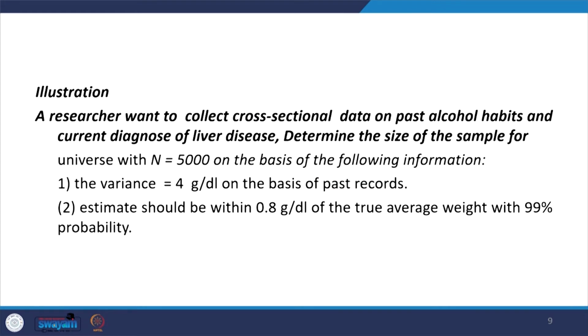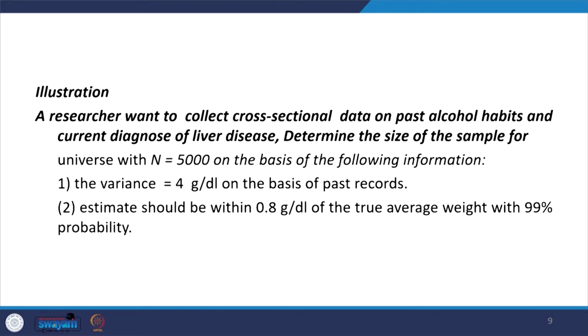Okay. Now, one example we can cite here: a researcher wants to collect cross-sectional data on past alcohol habits and current diagnosis of liver disease, and to determine the size of the sample for this universe of N of 5000 on the basis of the following information. So, we need to find out the sample size.